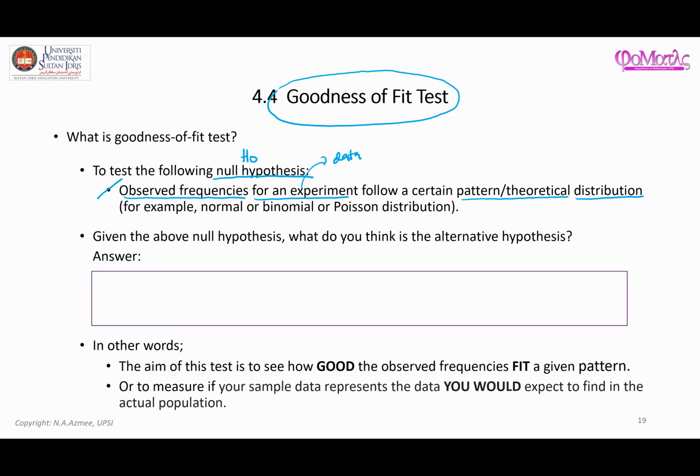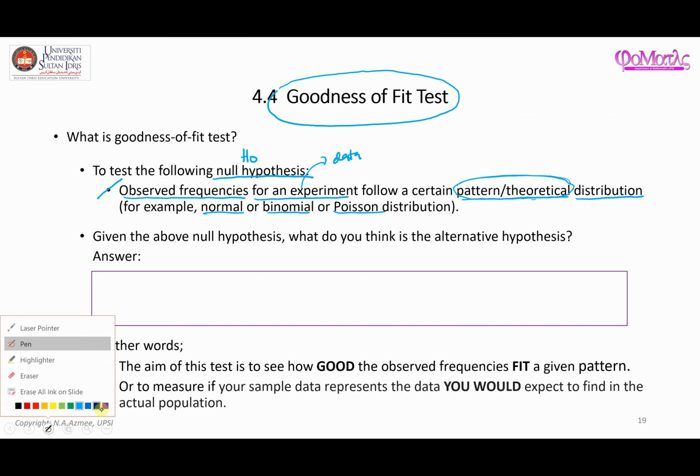Now, when you talk about pattern or theoretical distribution, you can be specific and change this word with, for example, a normal distribution, a binomial distribution, or a Poisson distribution, and this all depends on the example or the question asked.